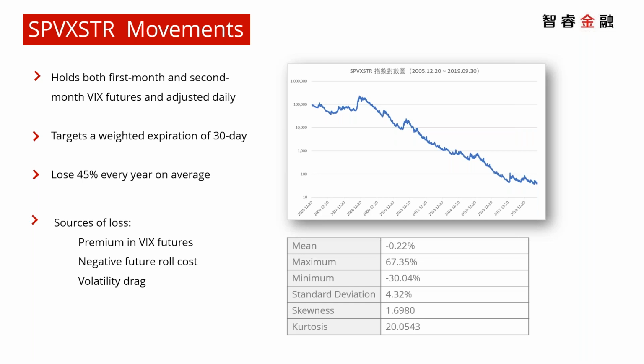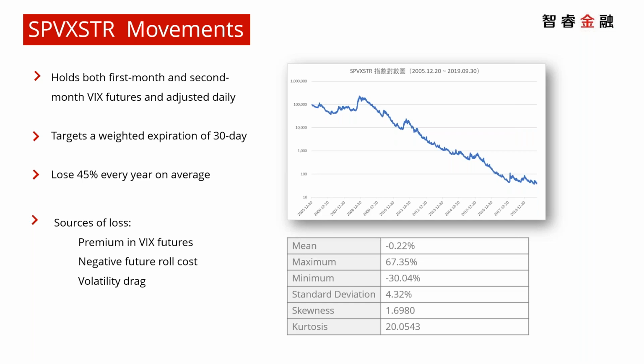The first one is because the VIX future is most of the time in contango shape, so it's higher than the VIX spot index. So you are buying futures that have a premium compared to their underlying. So in the long run, you lose money. And by targeting a weighted expiration of 30 days, you need to sell a little bit of your front-month position and buy a little bit of second-month VIX futures. As the curve is mostly in an upward slope, you're buying something that is more expensive and selling something that is cheaper.